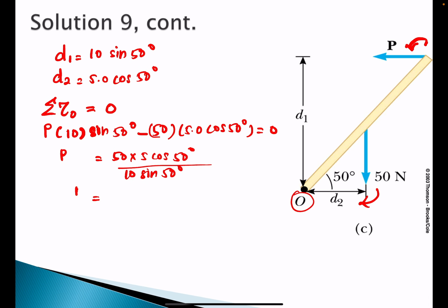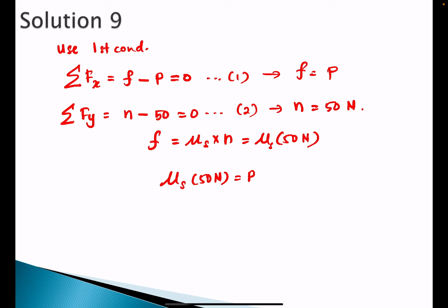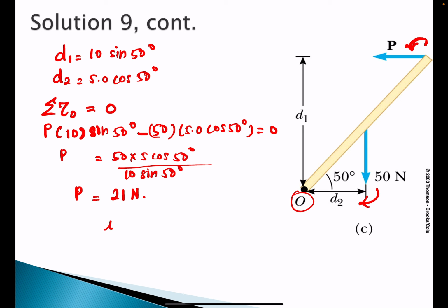So you will get P around 20.97, so it's nearly 21 Newton. Now you can substitute P into this one. So mu S times 50 Newton equals P, so mu S equals P over 50 Newton. P is 21 divided by 50 Newton, so you get around 0.42.